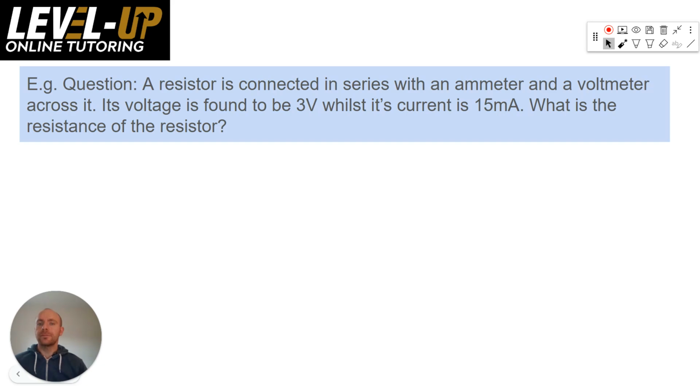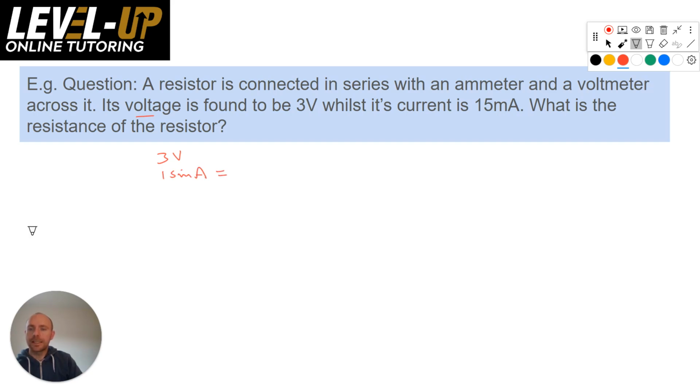Okay, so here's an example. The resistor is connected in series with an ammeter and a voltmeter across it. Its voltage is found to be 3 volts, whilst its current is 15 milliamps. What is the resistance of the resistor? So first thing you're going to do is write down the information you have. It might not be obvious what formula you need here. So let's write down what we've got. Well, we've got a voltage, so let's write down 3 volts. We've got a current. Let's write down 15 milliamps.